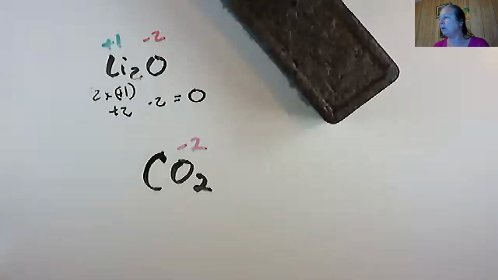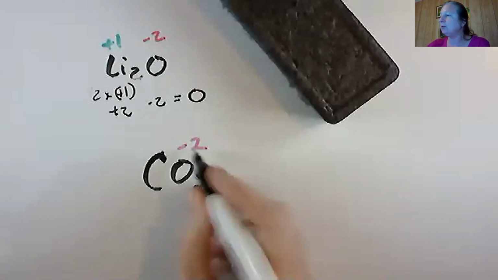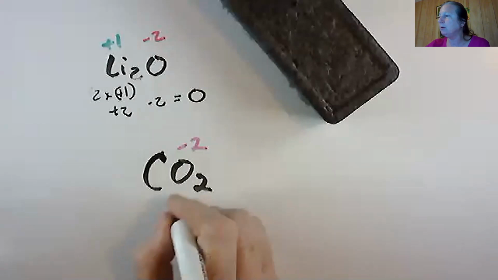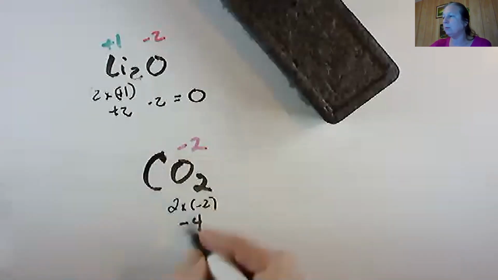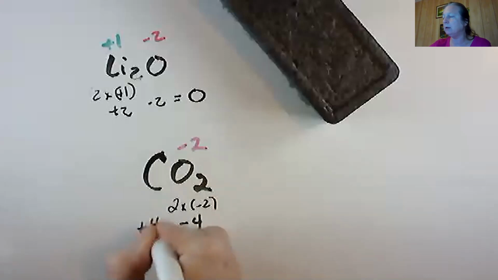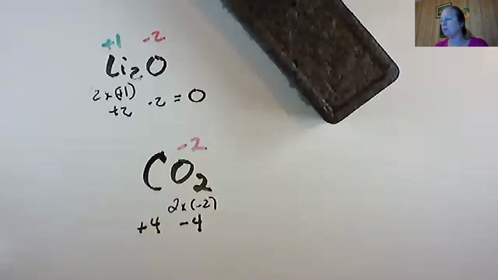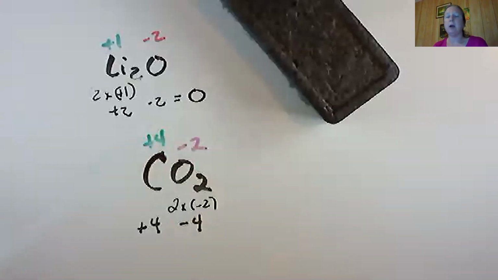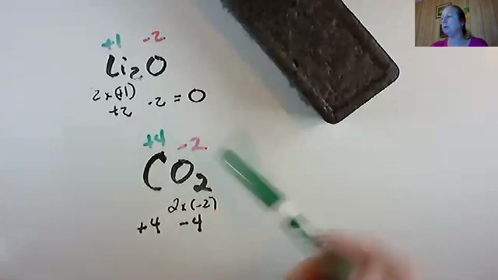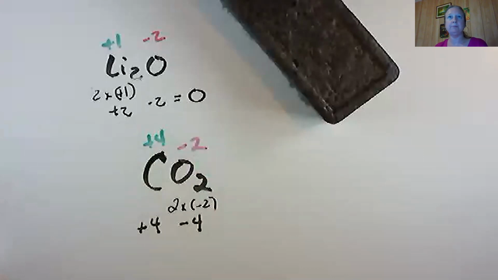So I have 2 oxygens times a -2, right? So that gives me a -4. Therefore, because this is a neutral molecule, my charge on the carbon has got to balance that. My total charge is +4. I only have 1, so the oxidation state or oxidation number on that carbon is +4. All right, and again, you write it on the top for each individual element or atom.